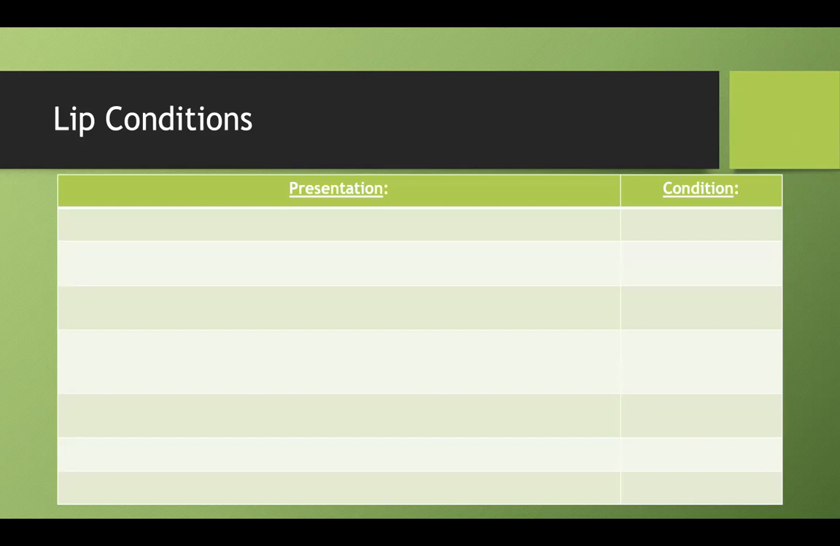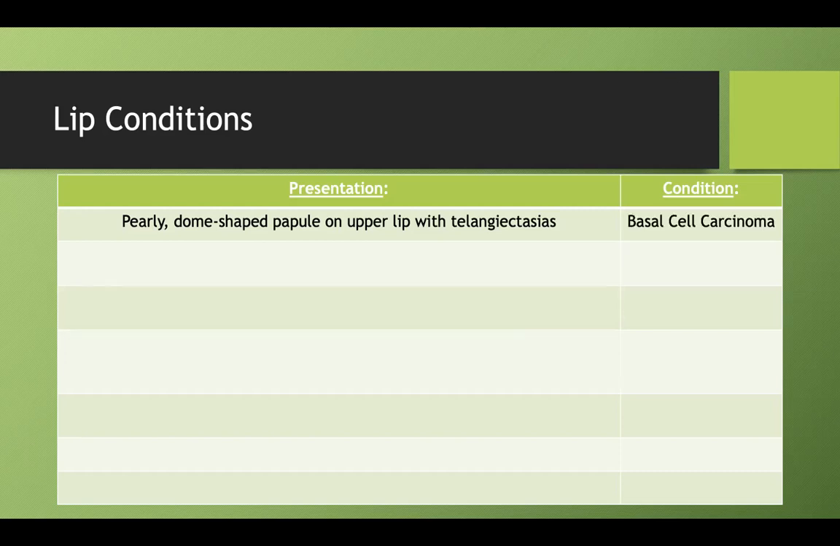So for lip conditions, let's talk about some lip conditions. What do you think would be the disease if you saw a pearly dome-shaped papule on the upper lip with telangiectasias? And just as a reminder, a papule is a very small lesion on your skin that's raised. So you can actually feel the raised lesion. And that's in contrast to a macule, which is a very small lesion on your skin that's not raised, okay? So if you saw this condition, you should be thinking basal cell carcinoma.